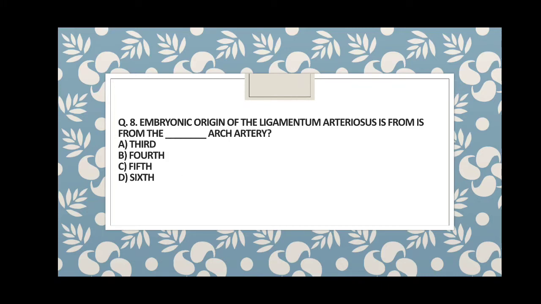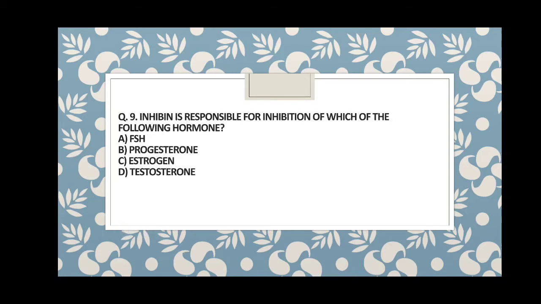Question number 8 is, embryonic origin of ligamentum arteriosus is from which of the following arches of the artery? Please go through the book of embryology and clinical embryology specifically, I will say, and then you will find the answer, because developmental biology is itself a very vast topic, and you have to refer to different books for this. So A is 3rd, B is 4th, 5th, and 6th arch of the artery. So the correct answer is 6th. Only you have to remember, and nothing else, no concept in these types of questions.